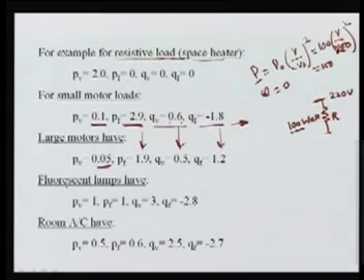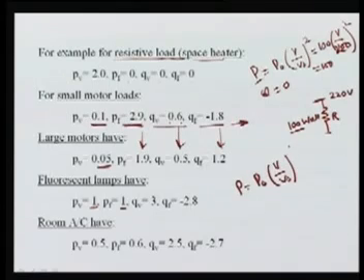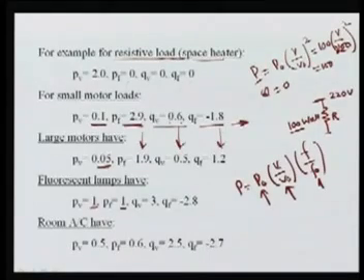For fluorescent lamps, you can see PV is 1, PF is also 1, which means it depends upon frequency as well. This P is your P naught times V upon V naught, again unity, multiplied by F upon F naught. F naught is your rated value at which this P naught is given. So you can see now it is changing with the voltage as well as the frequency. So the fluorescent lamp is very sensitive to the frequency of the system as well.